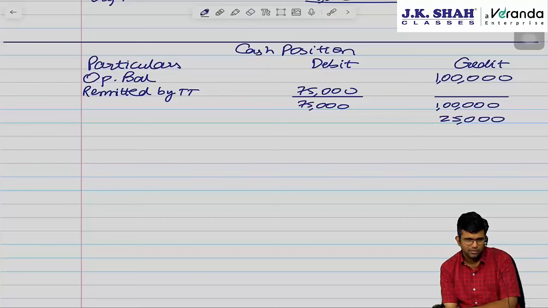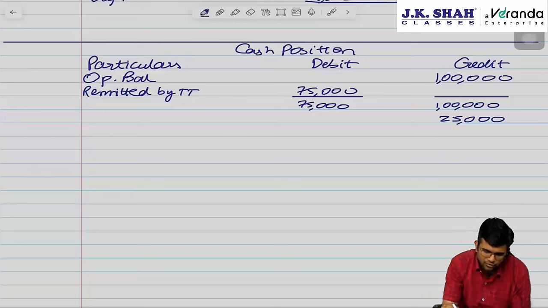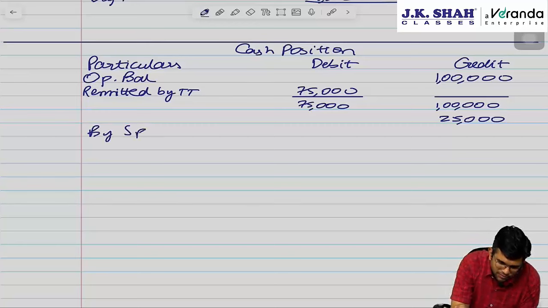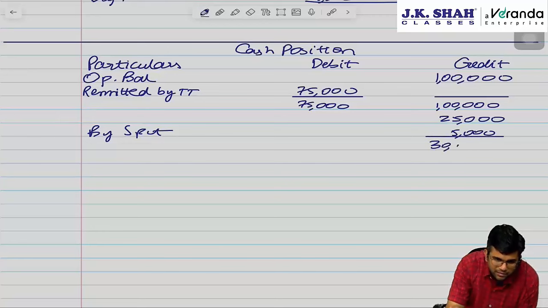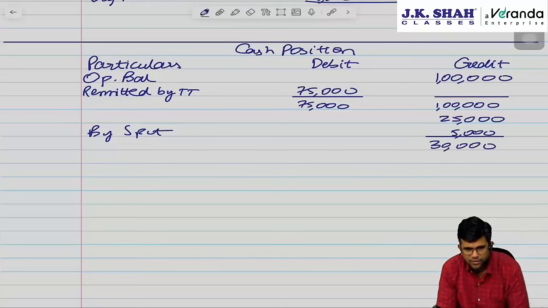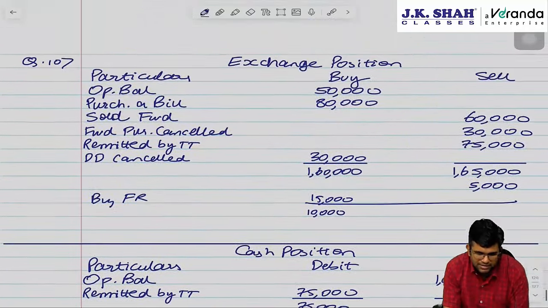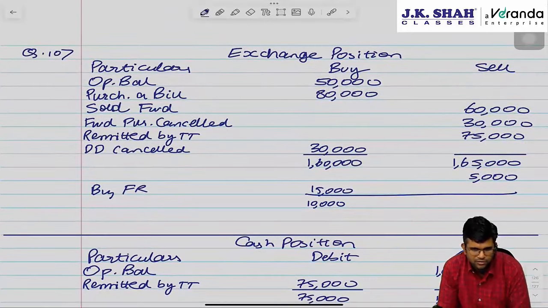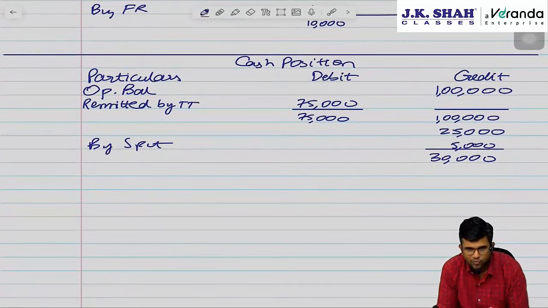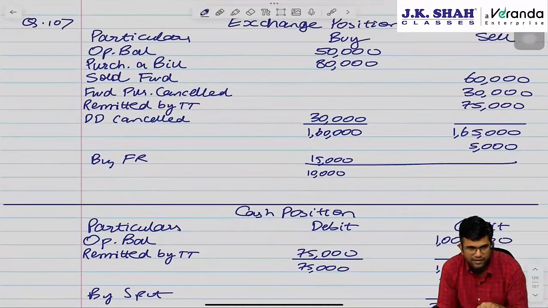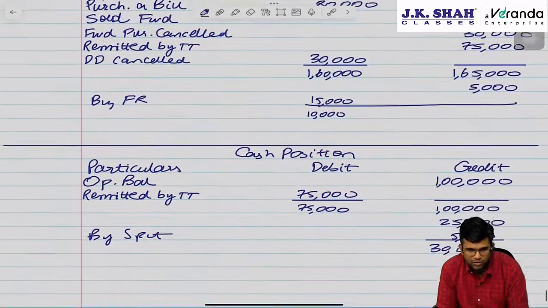Didn't understand? Understood? So I will write here buy spot. How much? 5,000. Do you realize that will become 30 here? But then what is the problem? If you buy spot, you will have to show it in the exchange position also. So should you buy forward? If you buy forward, then only the exchange position will get affected.